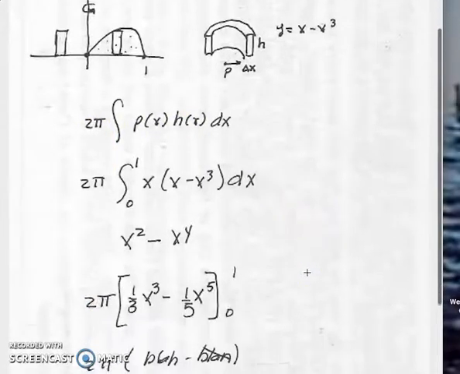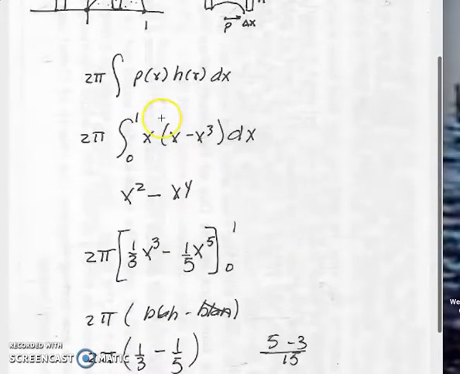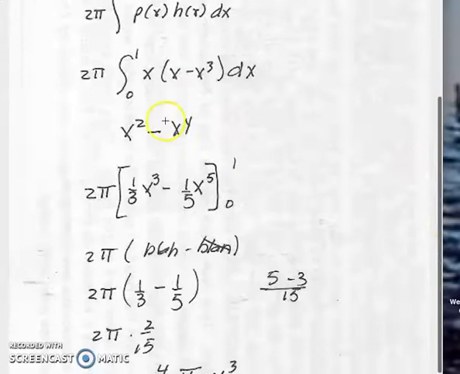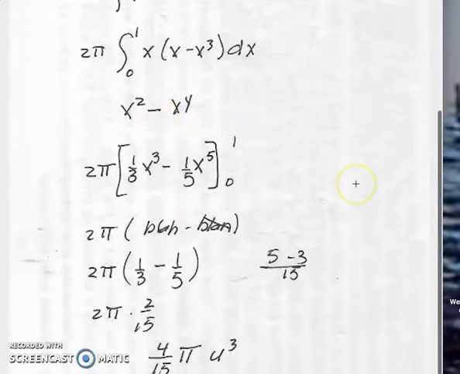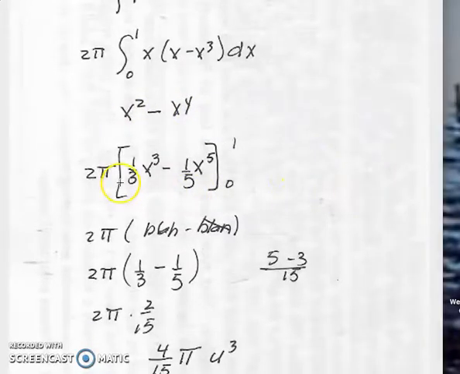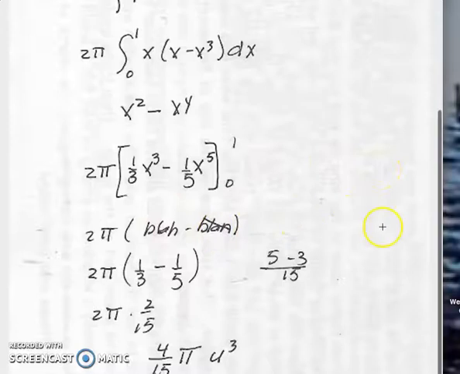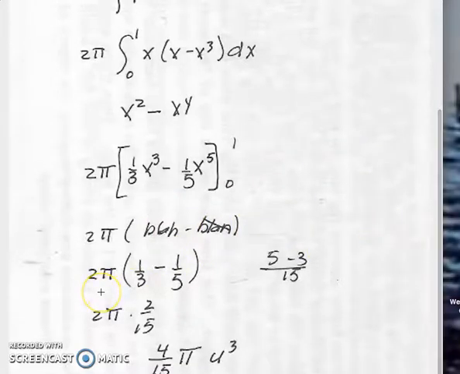So there's my x, there's my y. I sort of cheated, I just multiplied that out. I did the antiderivative, going from 0 to 1. And remember it's blah minus blah, but the second blah is going to be 0. So 2 pi, and I got 1/3 minus 1/5, plugging in 1. Now we know from fractions that's 5 minus 3, or do it on your calculator, whatever.